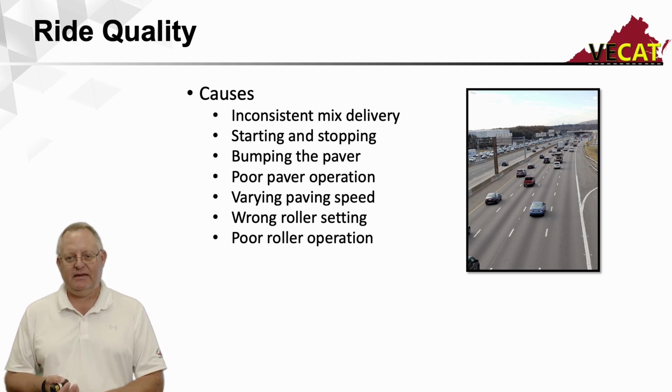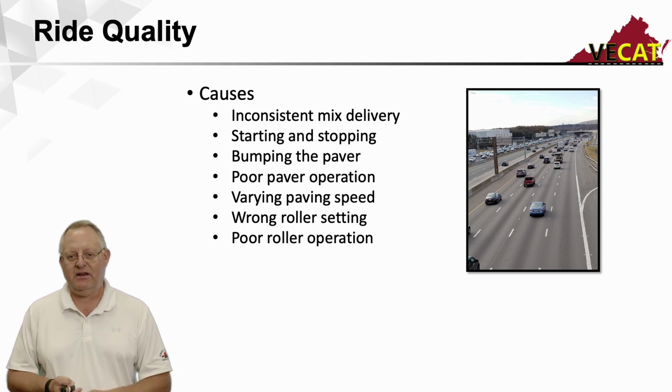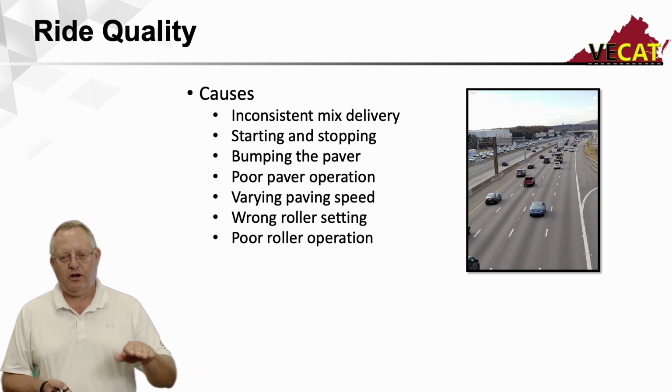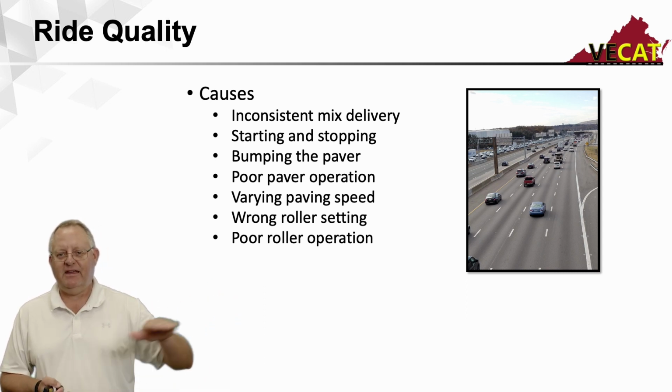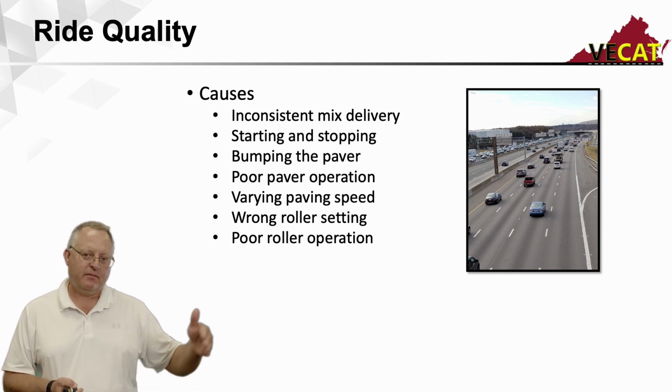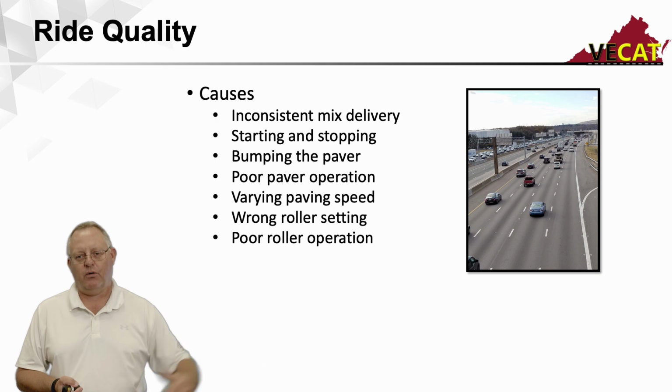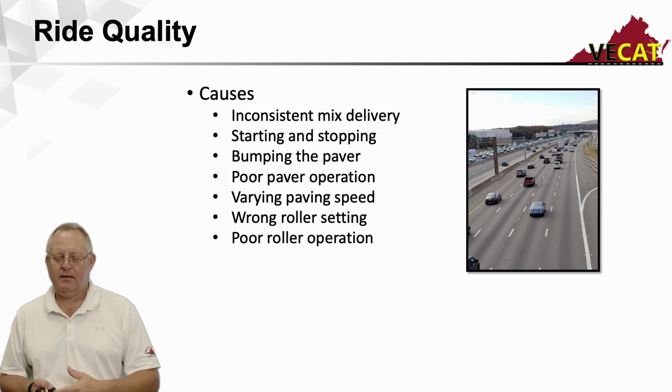Varying the paving speed. Once you start it and set it up to go, let's just say 30 feet a minute, you keep paving 30 feet a minute. You don't go 30, 45, 15 to vary it with the trucks. If you have to stop, you stop it. But when you start, you get going back at that same speed.